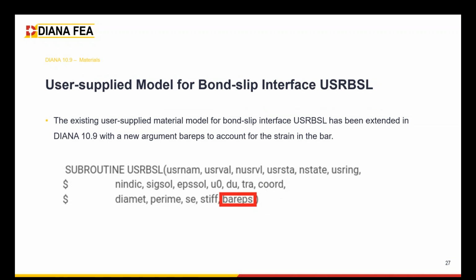We have an extension in the user-supplied bond slip interface model, the user BSL bond slip interface subroutine. The new parameter is the strain of the bar itself. So in a bond slip reinforcement configuration, we have the reinforcement itself, the bar, and we also have a surrounding interface around it that connects it to the mother elements and also allows this slip behavior. And for some material behavior, it is also important to have the information about the strain of the bar. So now this extra information is there. Next.